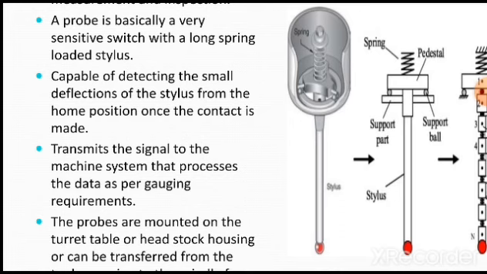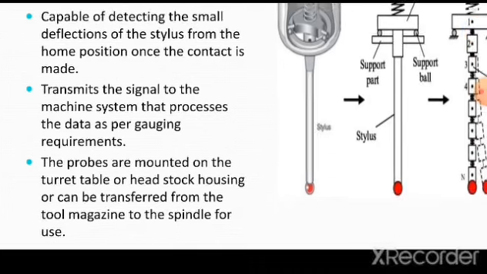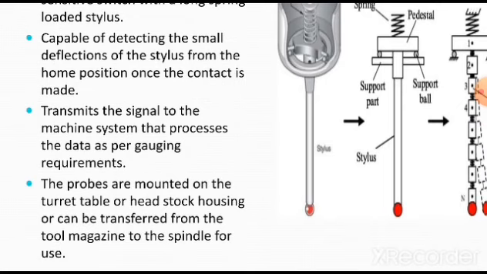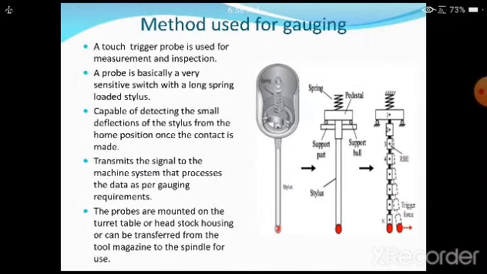This is very important. The probes are mounted on the turret table. Generally they are mounted on the turret table or headstock housing in case of CNC turning centers, or can be transferred from the tool magazine to the spindle for use. So these are the three important methods through which the probes can be used for the automatic detection or inspection of the tool and the workpiece.